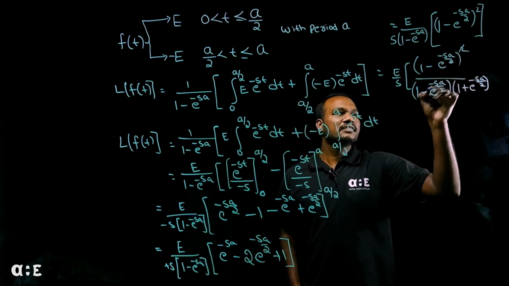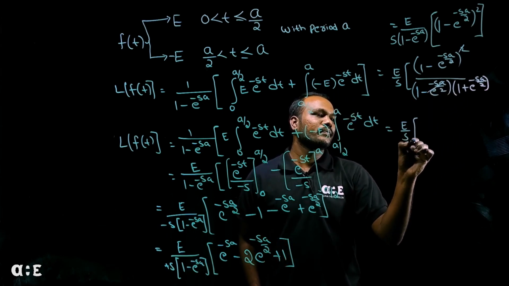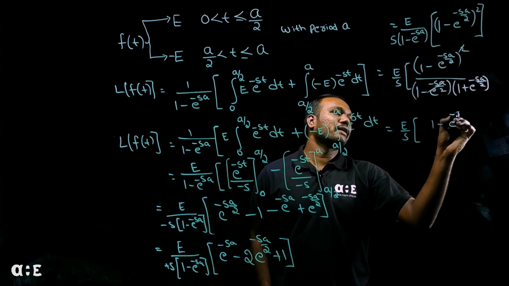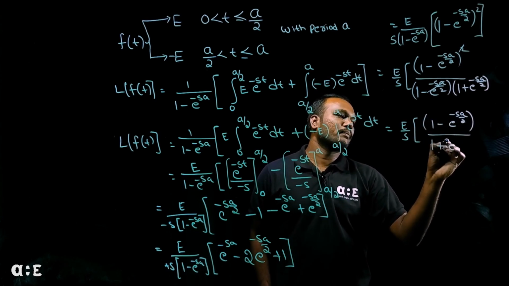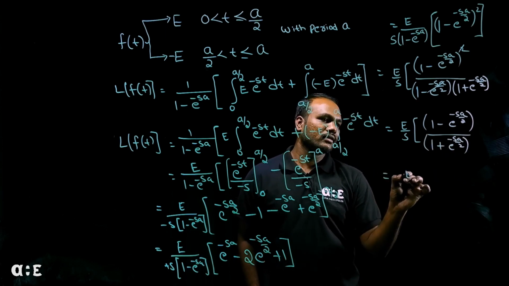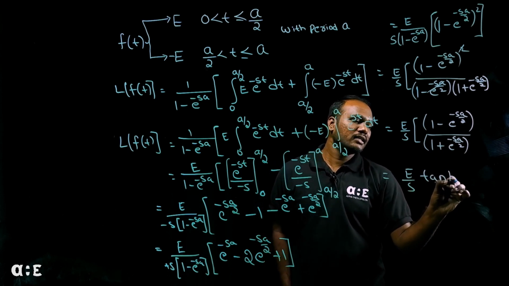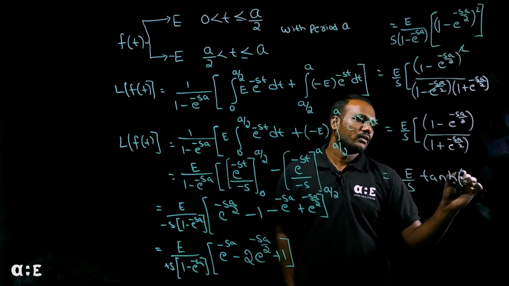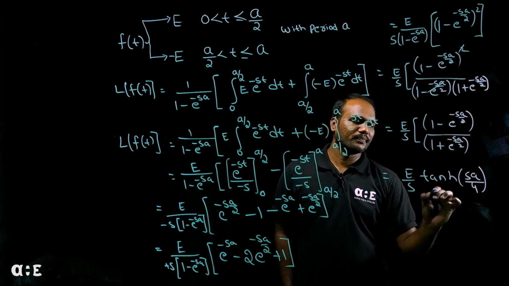We can cancel this term with this term. So we'll get e by s into 1 minus e power minus sa by 2 over 1 plus e power minus sa by 2. We have discussed that this is nothing but tanh of s into a by, if there is a 2, we'll get 4.